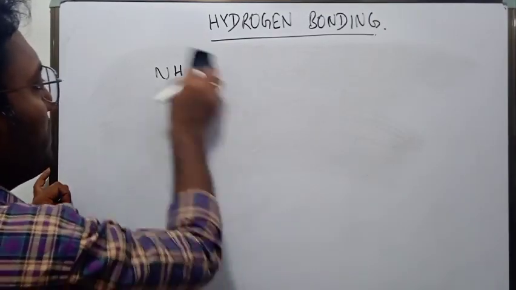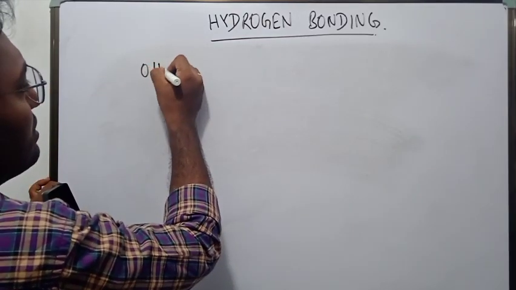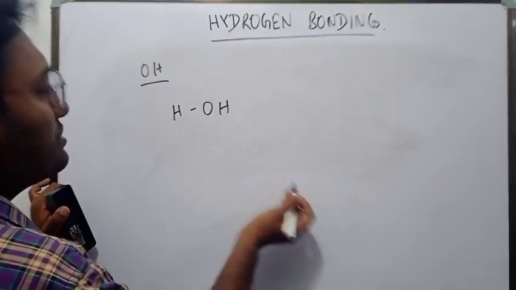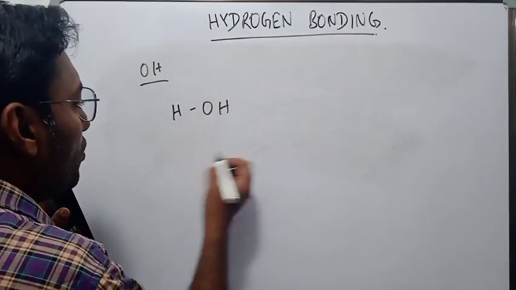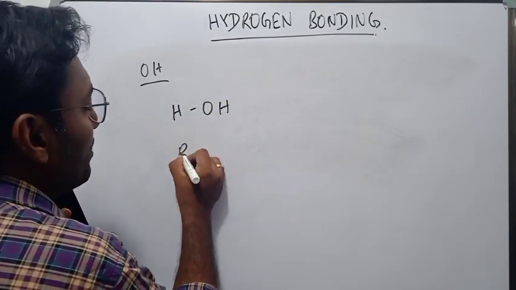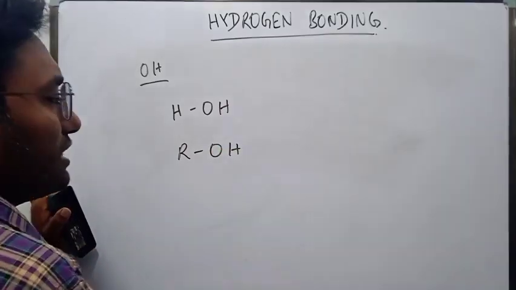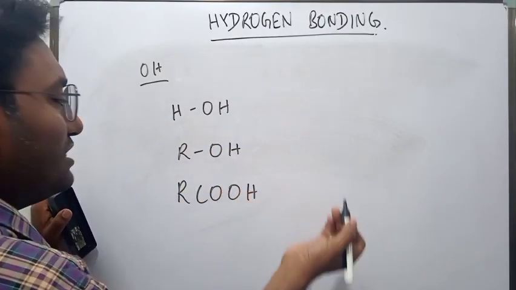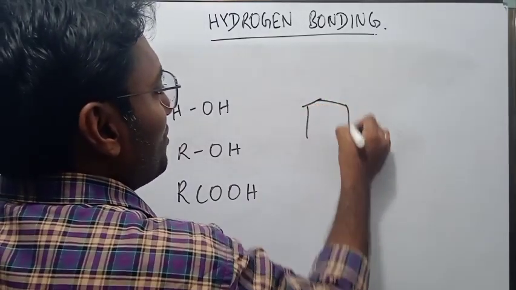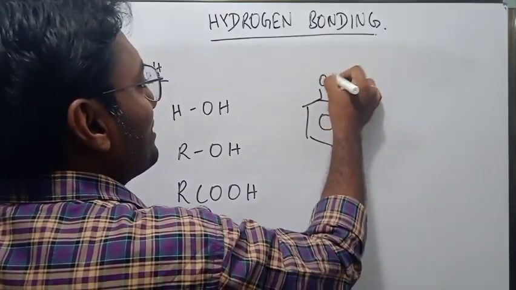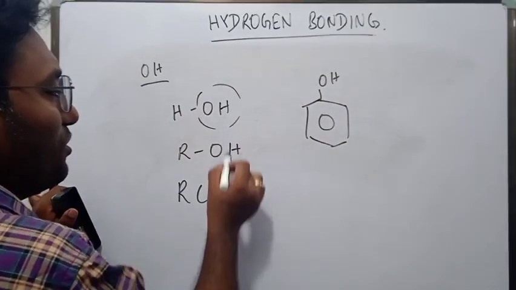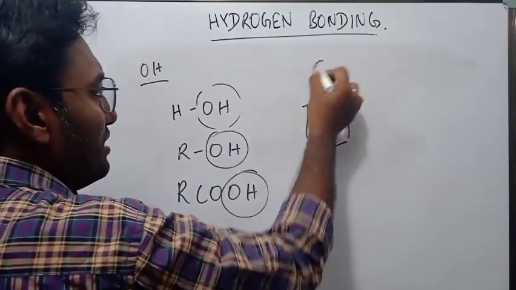Let us see example. OH. See, look at HOH, water. It shows hydrogen bonding because it has OH. Look at ROH. It shows hydrogen bonding. RCOOH. It shows hydrogen bonding. What about phenol? That also shows hydrogen bonding. Correct? All these compounds are having OH. All these compounds will show hydrogen bonding.